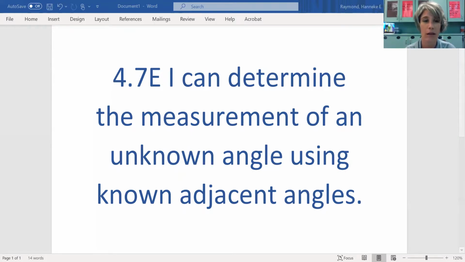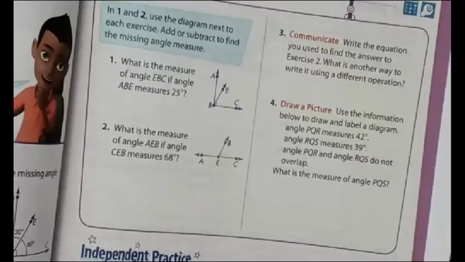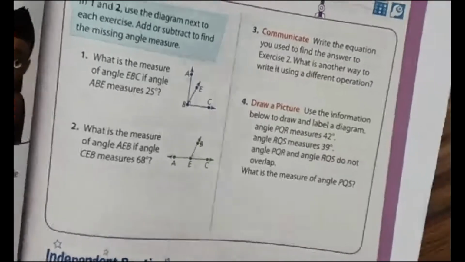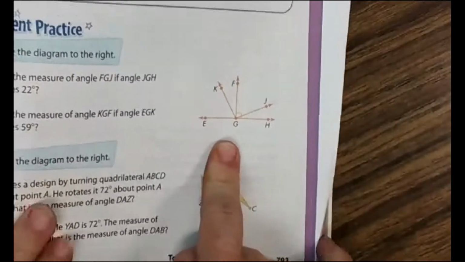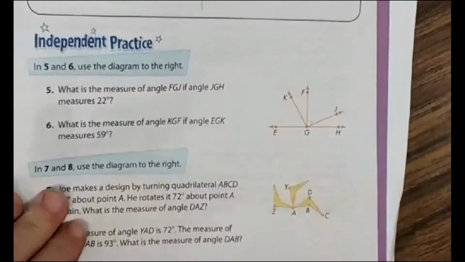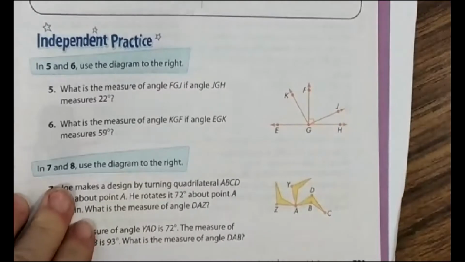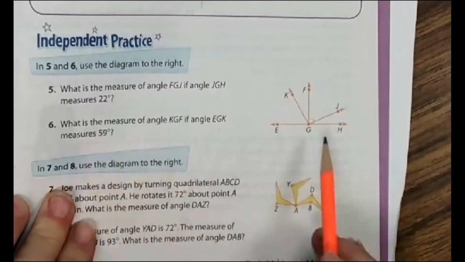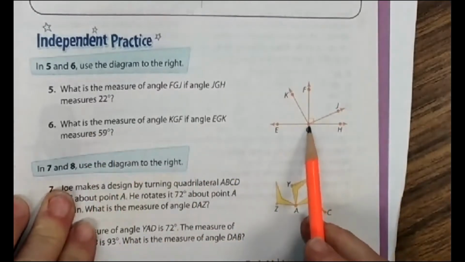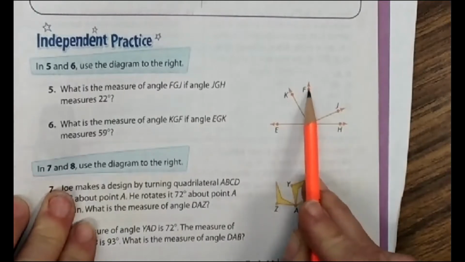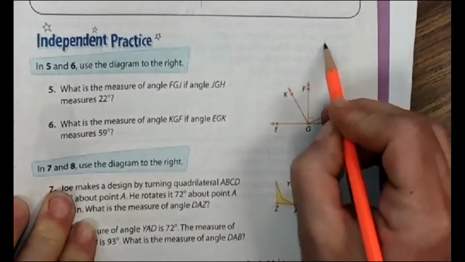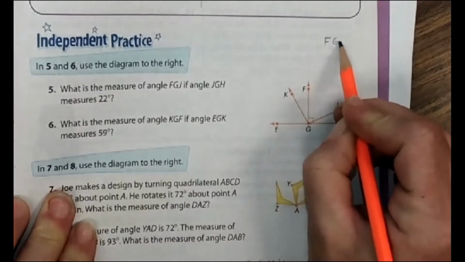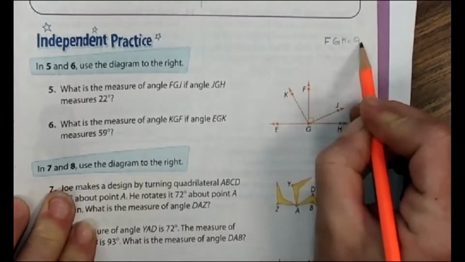So we're going to take a look in our book, actually on page 793, because you are going to see things that look like this. Don't get scared when you see all those lines. Just focus on what you know and what they're asking you. So I see right away what I know. I see angle FGH equals 90 degrees.